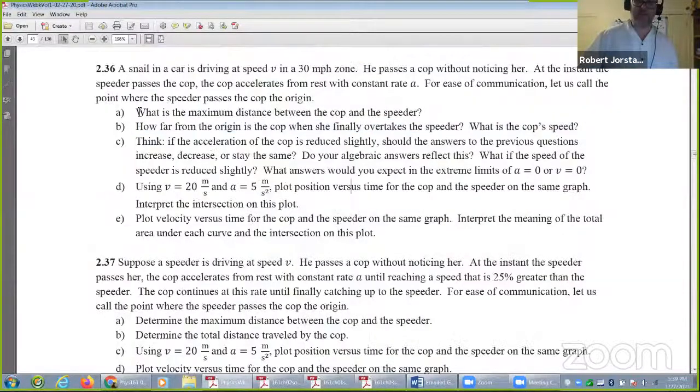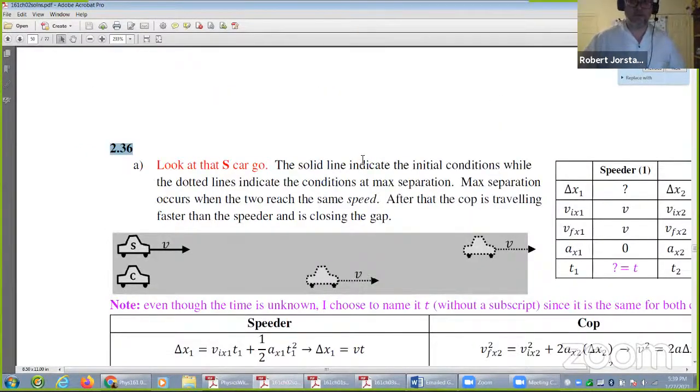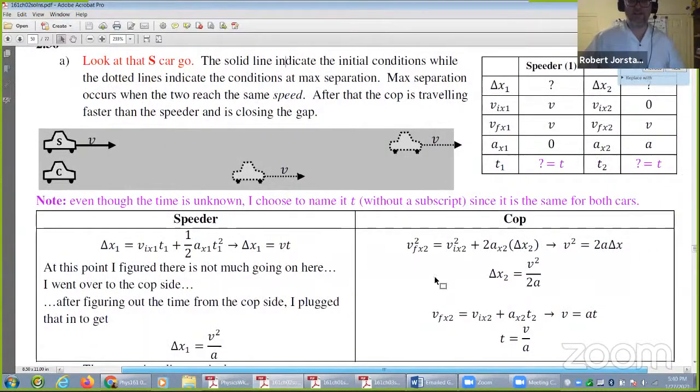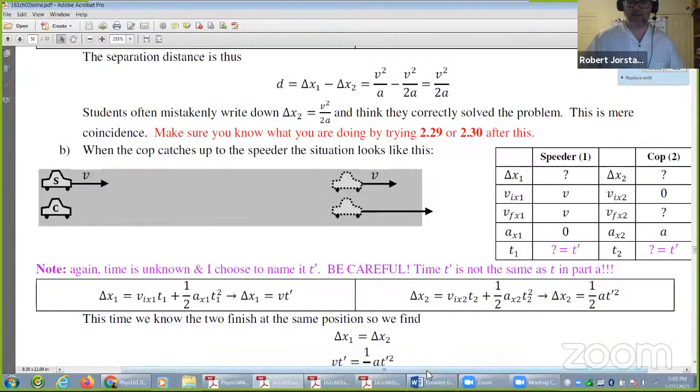Let me show you in the solutions just to show you how they look different. One of the things you get in the habit of is you think part A sometimes relates to part B. They're similar, but not the same, and you can't just do it. So let's look at here. Look at that S car go. All right. This is the picture for part A. This is the picture I recommend for part B. Do you see the difference?